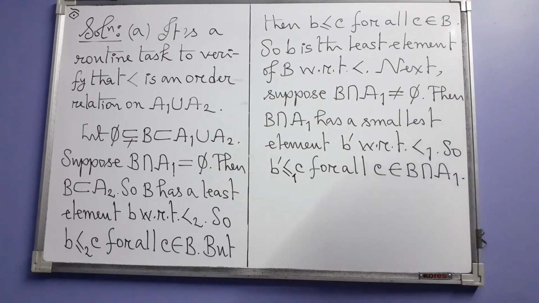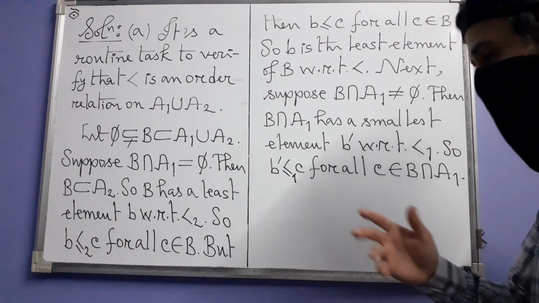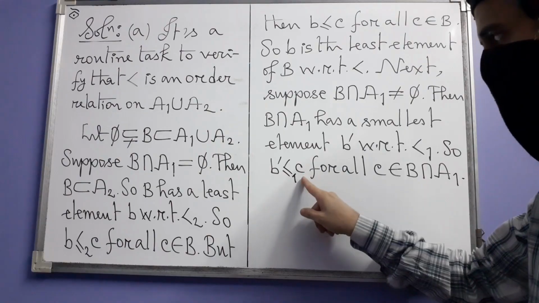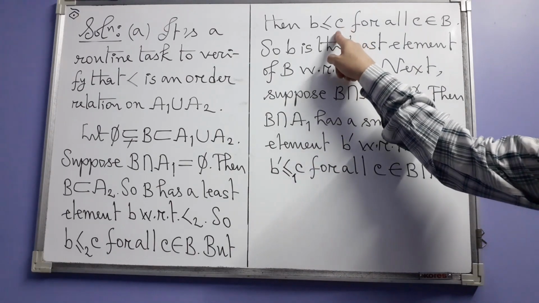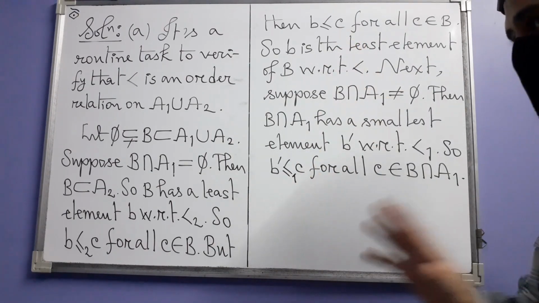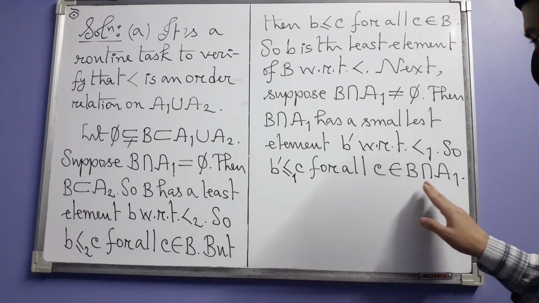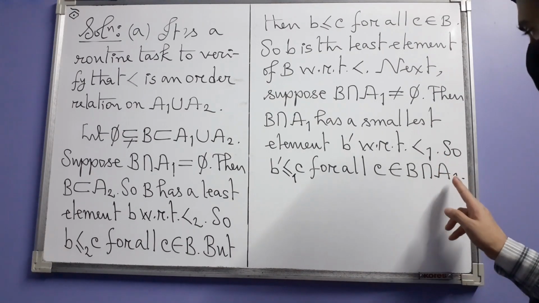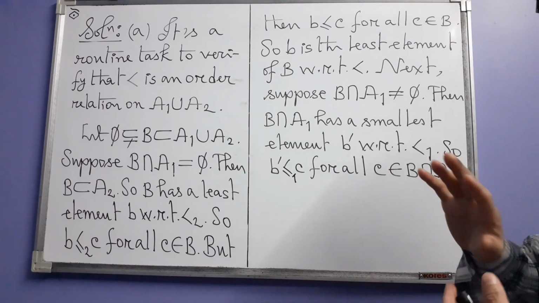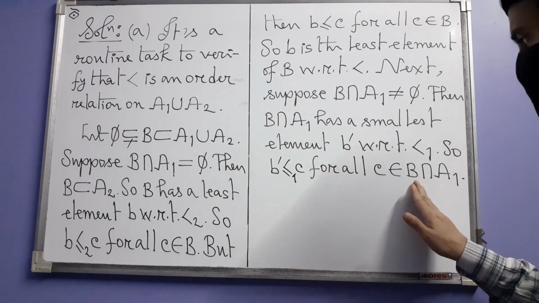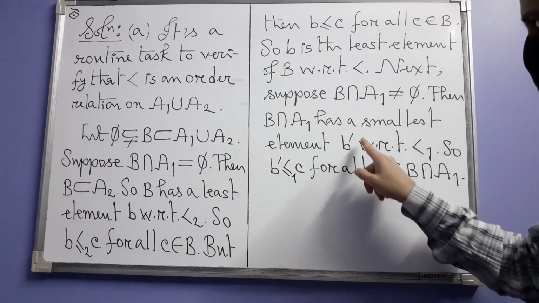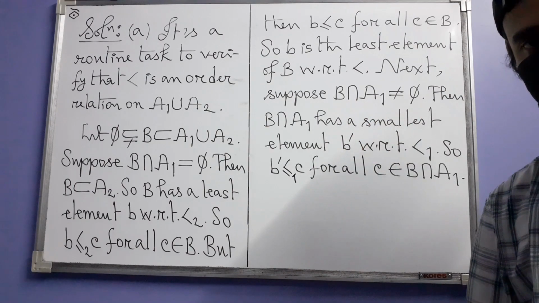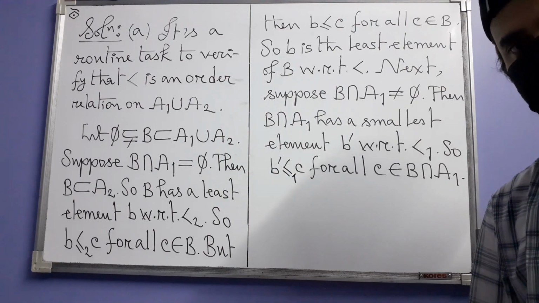However, now you cannot just immediately conclude, like the previous case, that B prime is less than or equal to C. I mean you can, but that alone won't tell you that B prime is the smallest element of B, because it's not apparent that this will be the smallest element of B, because it is actually appearing as the smallest element of B intersection A1. Will it really be the smallest element of B?